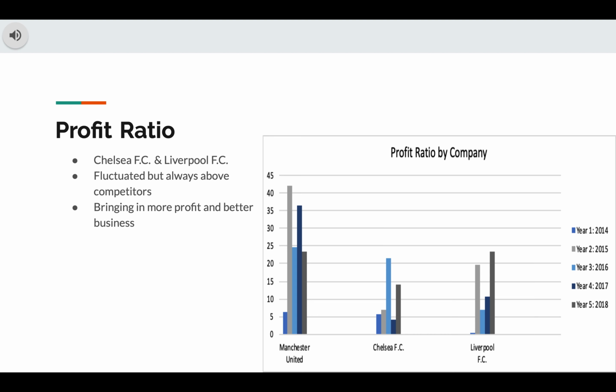For Manchester United's profit ratio, we are comparing it with two of its biggest competitors in the Premier League, Chelsea FC and Liverpool FC. From 2014 to 2018, Manchester United's profit ratio has fluctuated, but has always stayed well above its competitors, meaning that they are doing better business and making a higher profit.